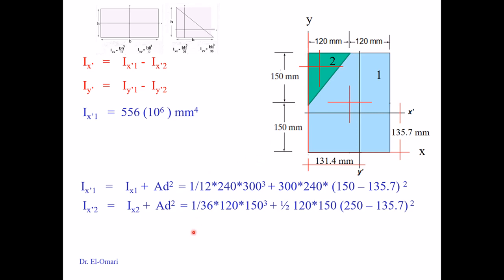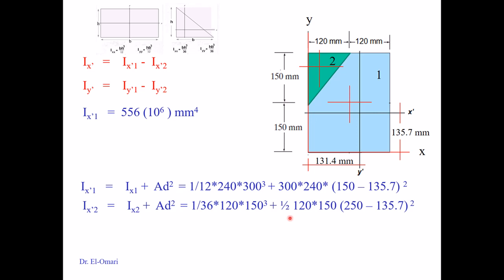So again, from the table you get the moment of inertia about its own axis. It works the same concept. You need to get it about the x-axis, so you cube the side perpendicular to it. It's 1/36, and for this, because I'm taking a moment of inertia about the x-axis, I have to cube the 150. So you have 1/36 times 120 times 150 cubed.